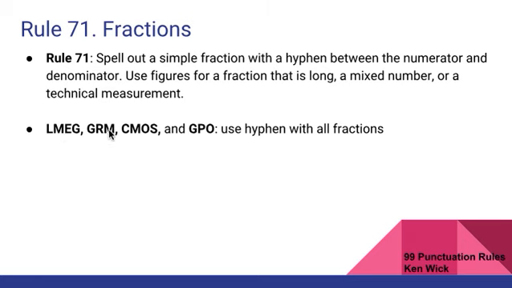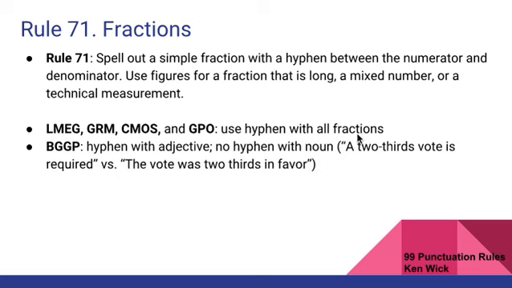So the LMEG, GRM, CMOS, and GPO use a hyphen with all fractions that are spelled out between the numerator and denominator, like one-half, two-thirds. It always uses a hyphen.